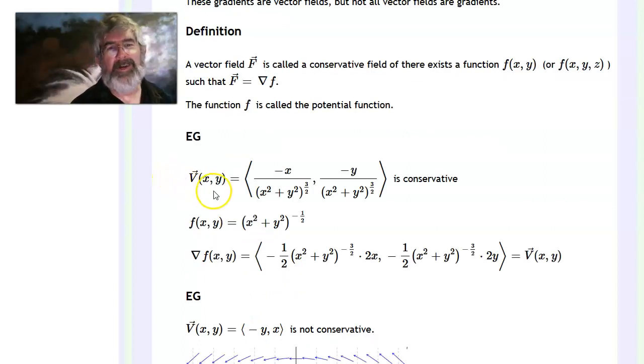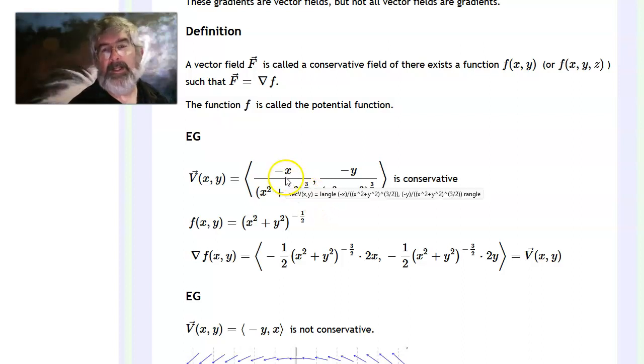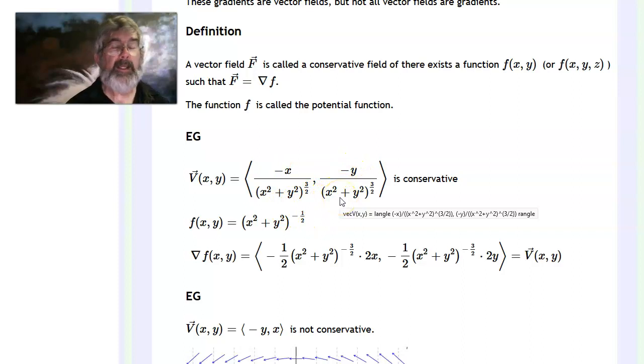Here's an example of a vector field that is conservative, and I will show it's conservative by showing you that this function down here is the potential function for it. Now I want to point out that this vector field is the gravity vector field that we looked at in the previous video. That is, at each point x, y, the vector points directly back at the origin, minus x, minus y, and it's scaled so that the length of each vector is proportional to the reciprocal of the square of the distance from the origin.